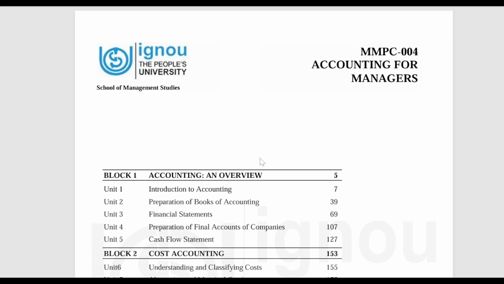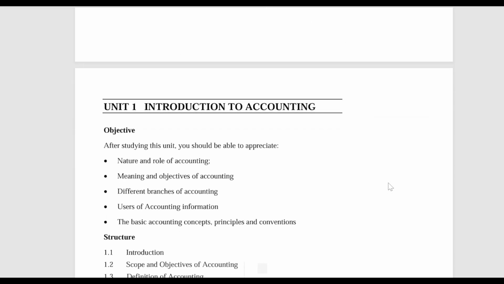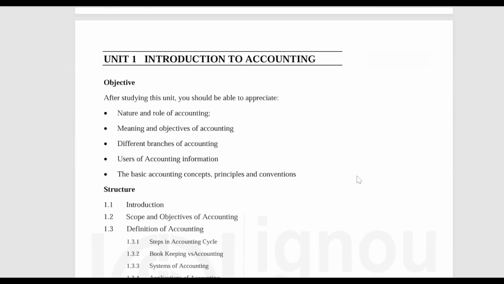And today we will start with Unit 1, that is Introduction to Accounting. So let's begin with Unit 1, and if you have any doubt about this subject and units, you can contact our contact number. Also you can comment on our comment section. And Unit 1 is Introduction to Accounting in MMPC 004.